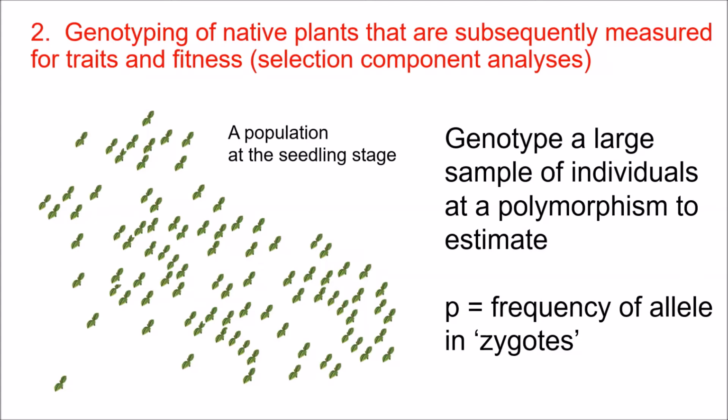So I've depicted to the left a population of seedlings at the very beginning of the life cycle. And if we were to go out and genotype a large cohort of these, we would estimate the allele frequency in zygotes. Now, that's the language of population genetics. In truth, we're measuring them at a stage post-zygote where there might be a considerable opportunity for selection between seed and seedling. But let's pass on that for the moment. We'll just consider allele frequency very early in the life cycle.